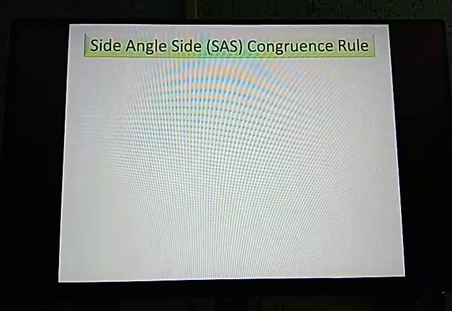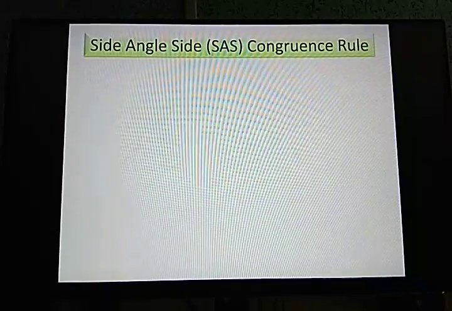Hello everyone. Today in this video we're going to discuss some of the criteria which will show us when two triangles can be said to be congruent or not. So those are the criteria we'll be going through. First criterion of congruency is the side angle side congruence rule.